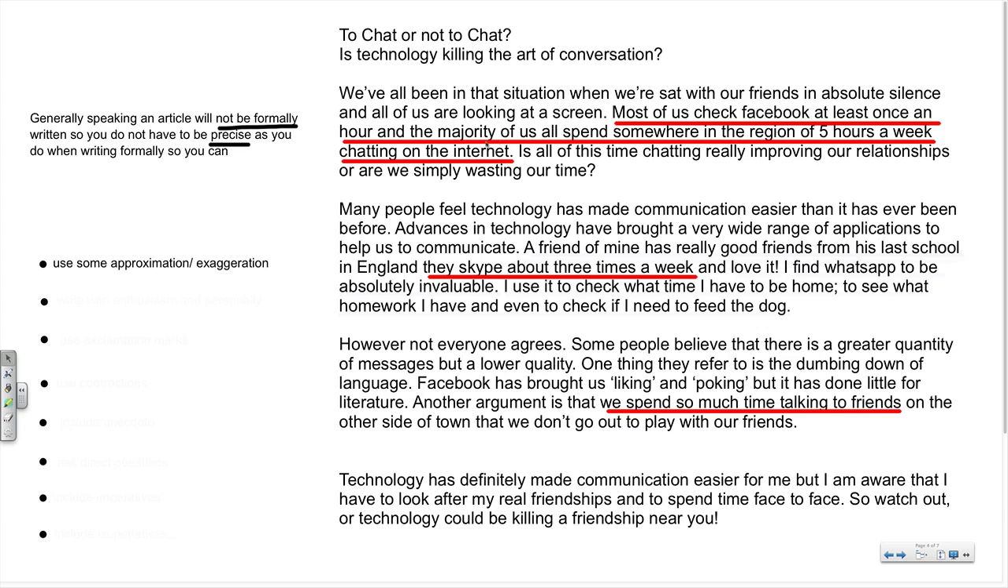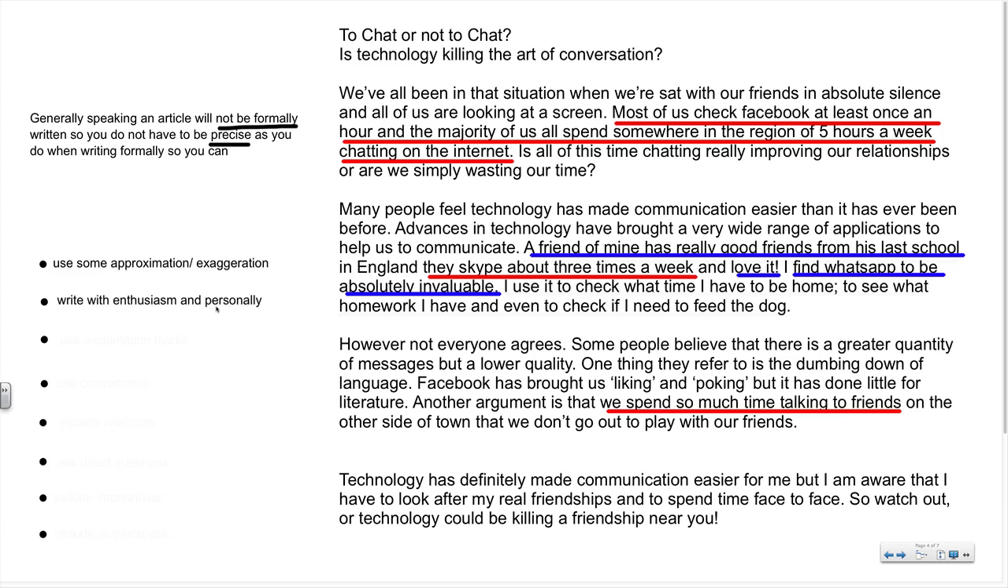"At least once an hour, the majority of us." This is an approximation and an exaggeration. "In the region of 5 hours," this is a nice approximation. "About 3 times a week." We're not being precise, we're not being exact as you would do when writing formally. And that's fine. An article, remember, is to engage or to entertain, and so we don't have to give pure facts.